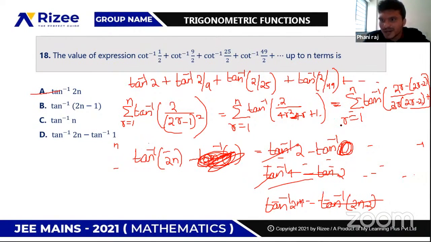I thought 2 into r minus 2 for r equal to 1 is 1. So that's where I got confused. For r equal to 1, 2 minus 2 is 0. So the answer is tan inverse of 2n.